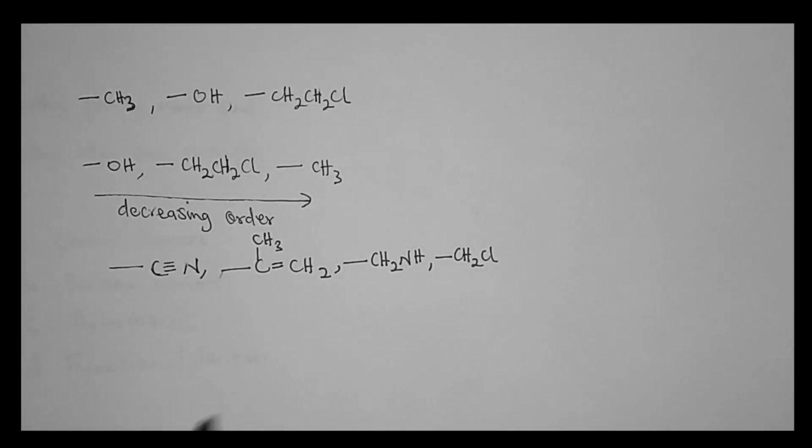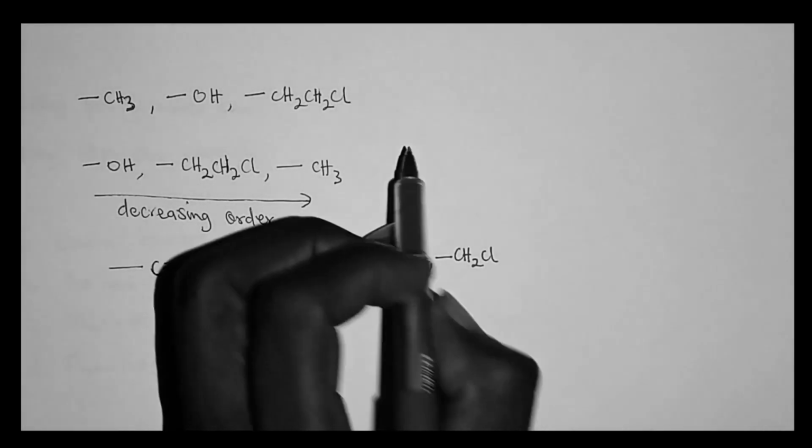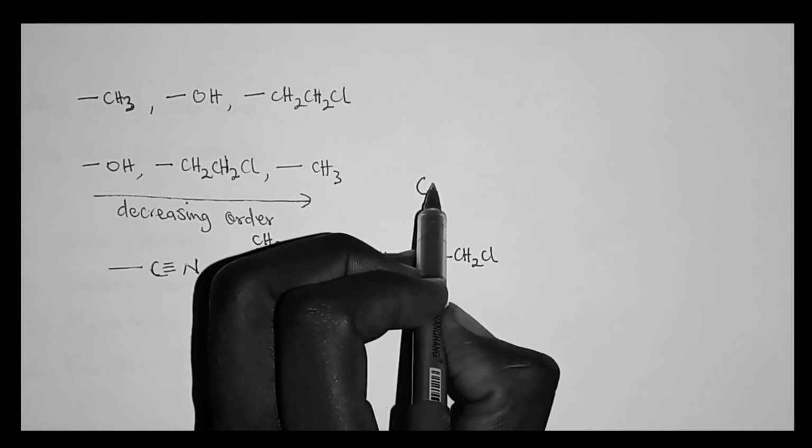Let's also consider this arrangement. Which ones come first and which of the groups comes last? Now, when you see a triple bond, you are supposed to look at it in terms of each of the carbons being bonded to 3 nitrogens. So in this case, this one will look like this.